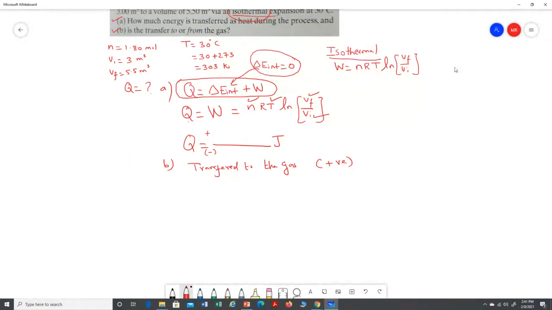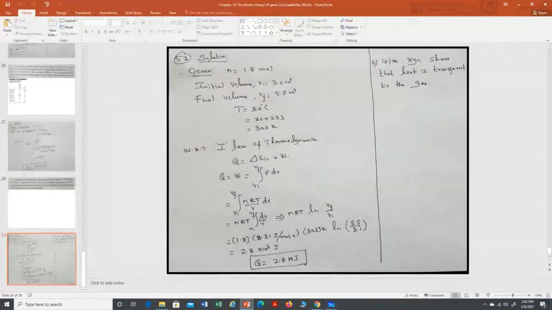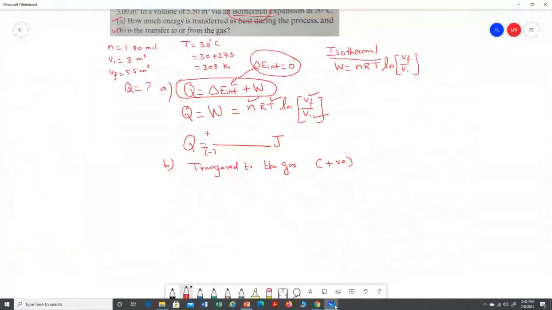Teacher, just repeat when it's minus. My dear, if you got the answer as positive, go back to the slide. What answer did you get here? We got positive, so I'm talking about the negative. Positive sign shows the heat is transferred to the gas. Suppose you got negative, the heat is transferred from the gas. Clear? Yeah, clear, doctor.